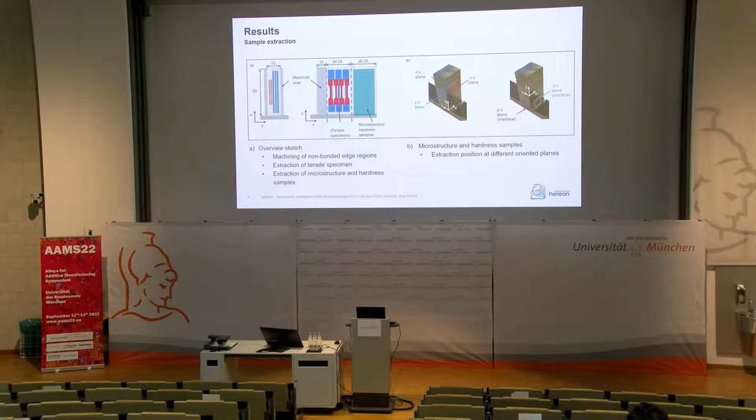So on the right-hand side, you see how this will look after machining the small part. And we were interested in the microstructure in different planes in our structure, and also in the hardness in those structures. So those planes are oriented in all three axes. And also three planes are located in the upper part of our structures, and two planes are located in the interface region between the substrate and the studs.